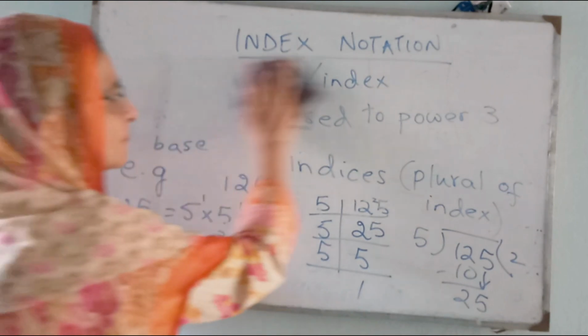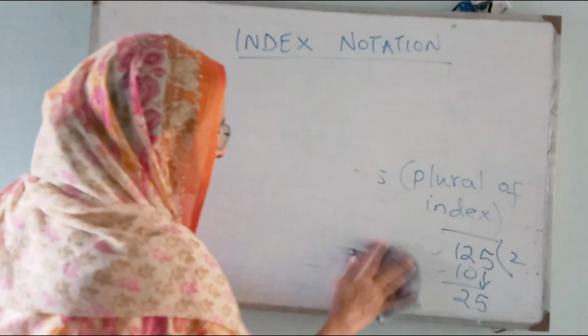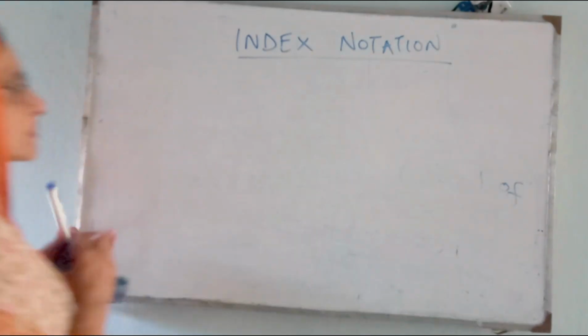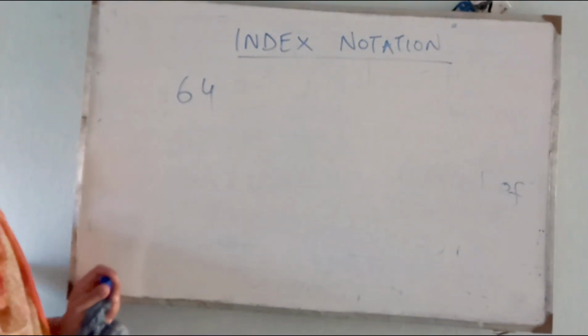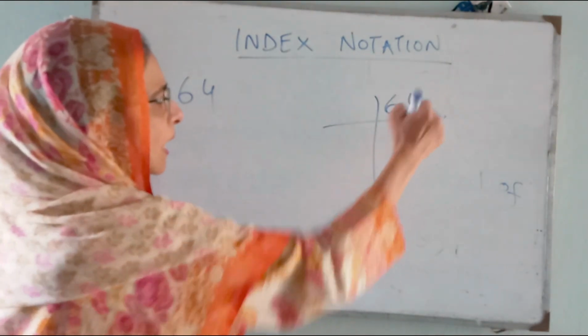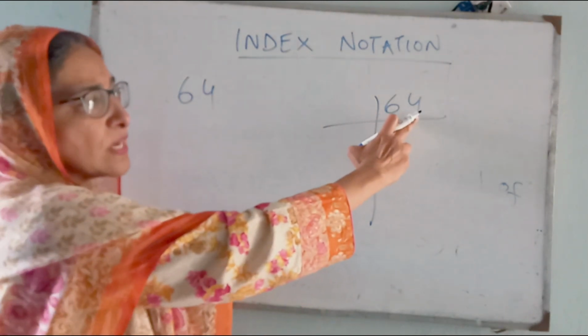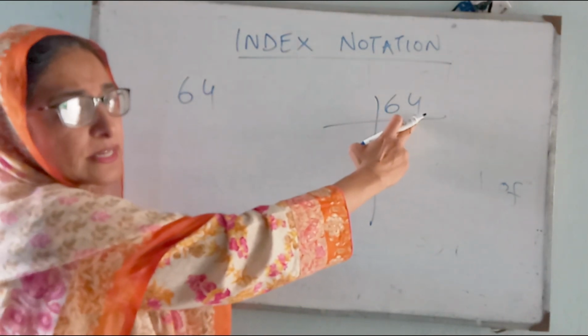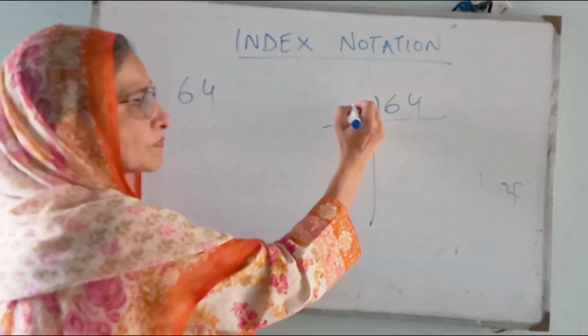For example, if I have another number, suppose I have a number 64. I want to write this number in the form of index notation. So what I am going to do is take the factors of this number. Since an even number is coming in the end, that means this number is divisible by 2.